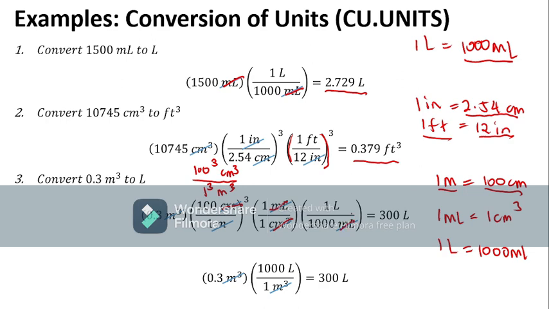Or, direct conversion, we have, for every 1 cubic meter, we have 1,000 liters. Equivalent siya. So, simple. 1 cubic meter, yung cubic meter nasa taas, cubic meter dapat nasa baba. Ito, nasa denominator. Ito naman ay nasa numerator. So, cancel, cancel. So, 0.3 times 1,000, we will have 300 liters. Okay? So, that's how you convert the units.